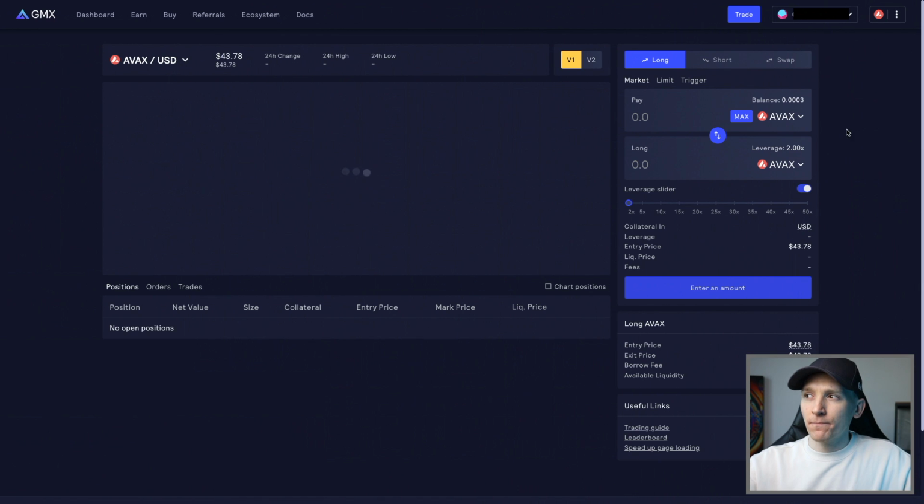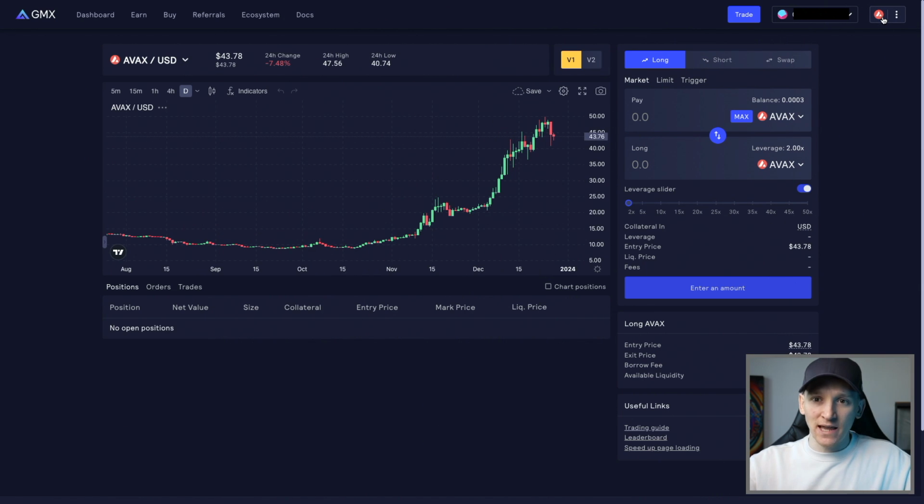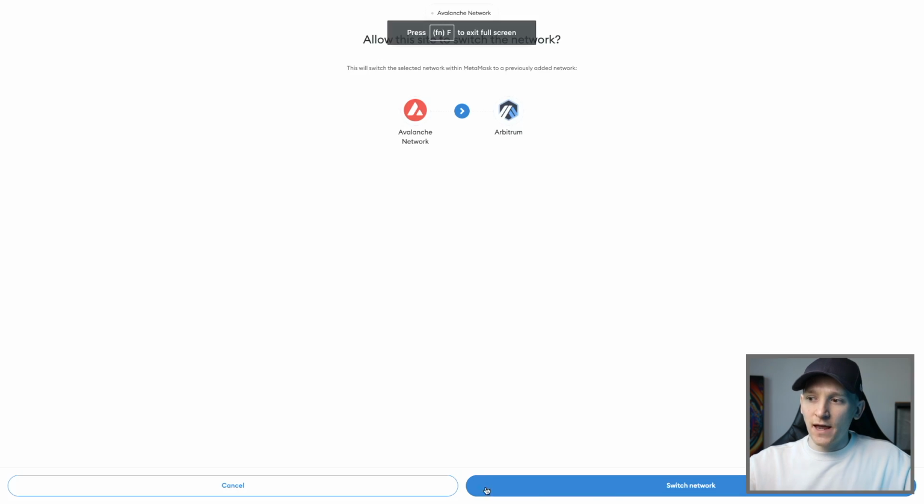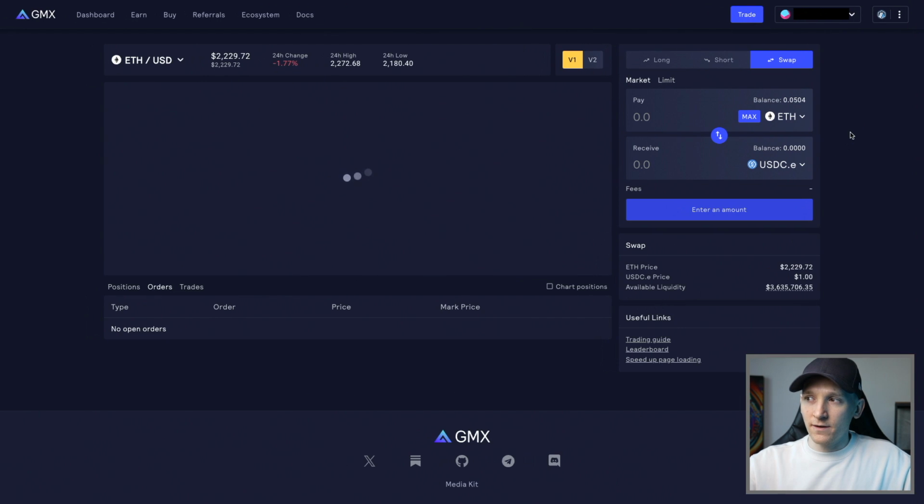So I'm just going to switch. And now I'm over to Avalanche with the same wallet and the same wallet address. And then I switch back to Arbitrum and it says switch again. Again, if you don't have this, it's going to say, do you want to add the Arbitrum network? Say yes, and that's added to your MetaMask wallet, as you can see here.